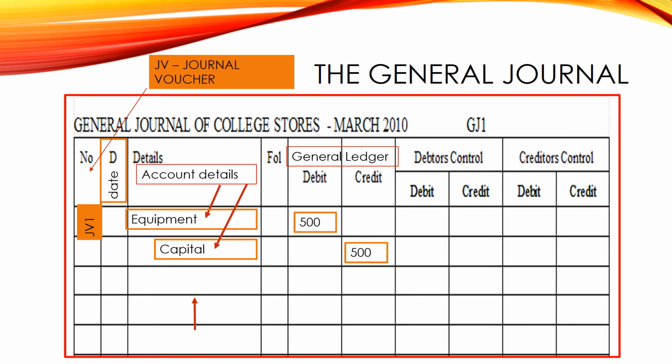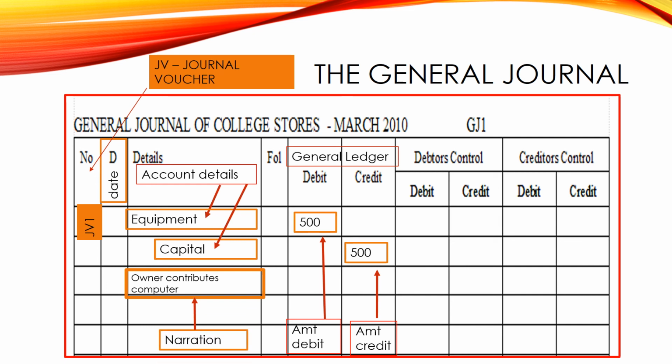And then lastly, we have what we call a narration. The owner contributes computer. So we are saying in this narration why we have debited equipment and why we have credited capital. A narration is telling us what the transaction is all about. So the owner contributes computer is what we call a narration. Okay, and that is the introduction to your General Journal.